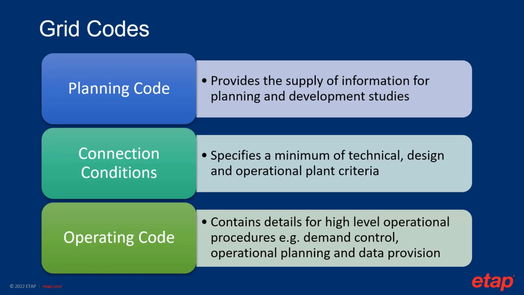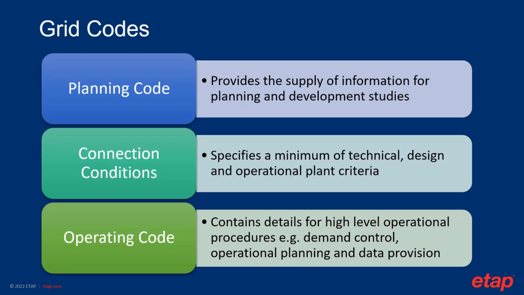They can be split into different sections. The first section is the planning code. It's aimed at defining the TSO and user interaction in respect of any proposed development on the user system that may impact on the performance of the transmission system. The planning code defines the information required by the TSO for planning, development, and forecast.